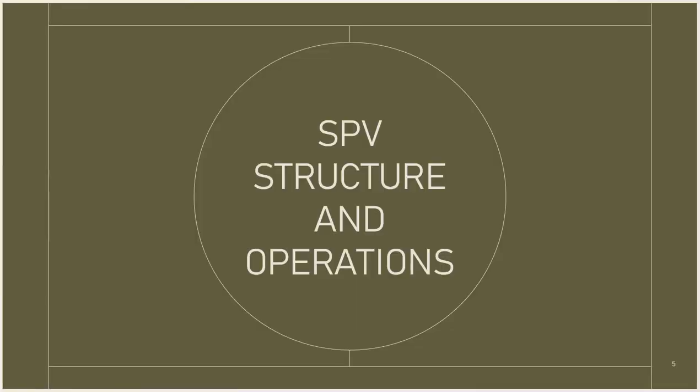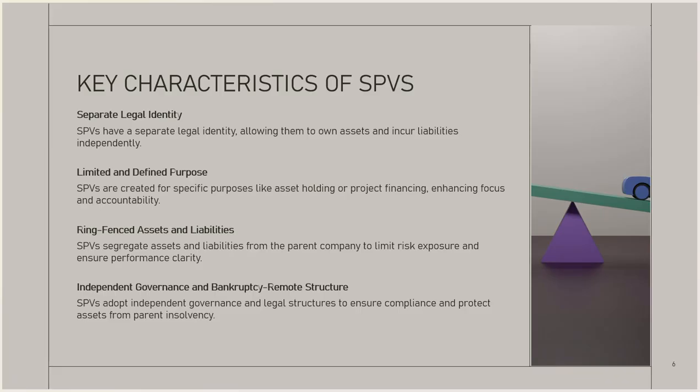So let's move on to the next slide, where we are going to discuss the special purpose vehicle structure and its operation: how it will operationally work, what the structure is, and what elements are contained in the special purpose vehicle. The key characteristics of the special purpose vehicle are: separate legal entity, limited and defined purpose, ring-fenced assets and liabilities, independent governance, and bankruptcy remote.